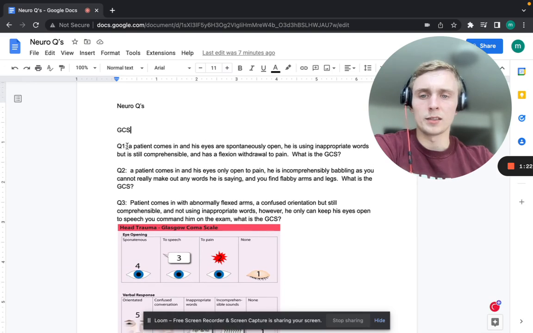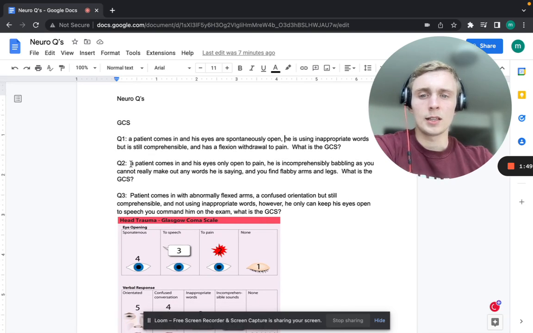Question one is, a patient comes in and his eyes are spontaneously open. He is using inappropriate words, but is still comprehensible, and he has a flexion withdrawal to pain. What's his GCS score? So again, inappropriate words, still comprehensible. He has a flexion withdrawal to pain, but his eyes are spontaneously open. So that's question one.